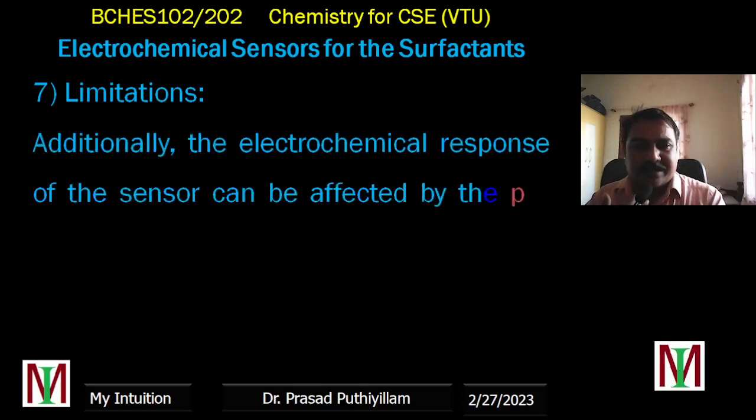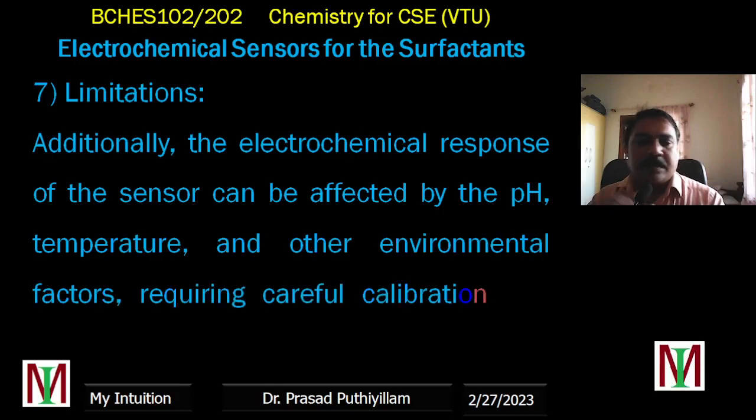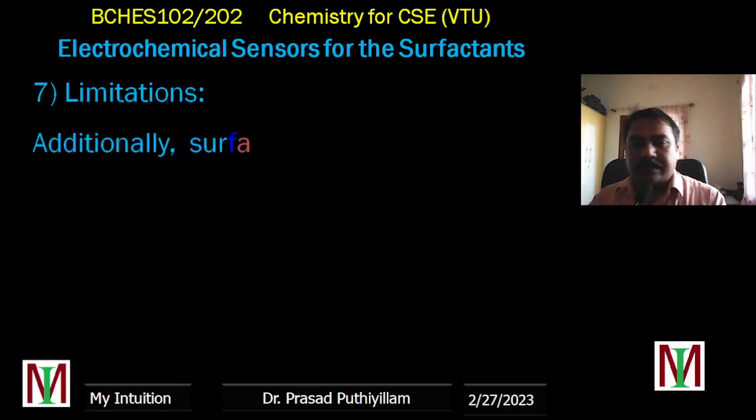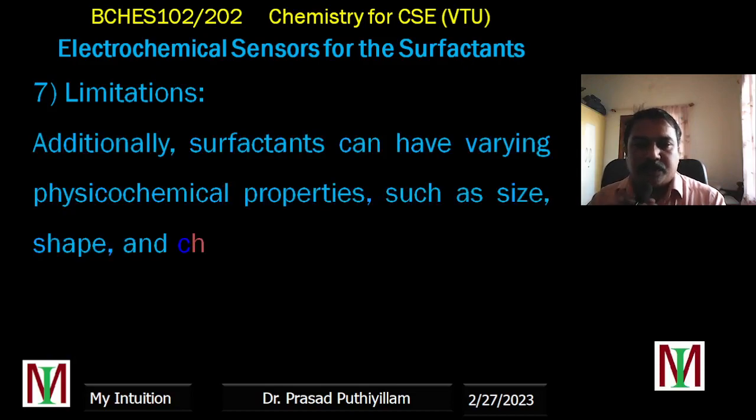Additionally, the electrochemical response of the sensor can be affected by changes in the pH, changes in the temperature, and other environmental factors. Therefore, careful calibration and monitoring is required based on the condition. If we feel that there is a possibility of changes in pH, then we have to calibrate it. If there is a possibility of sudden changes in temperature, then also we have to do calibration before use. Therefore, this calibration is required, which is one of the limitations of electrochemical sensors if there are changes in pH or temperature.